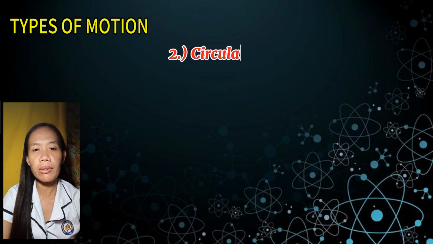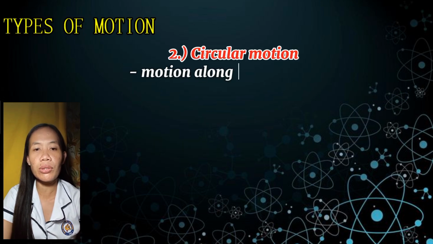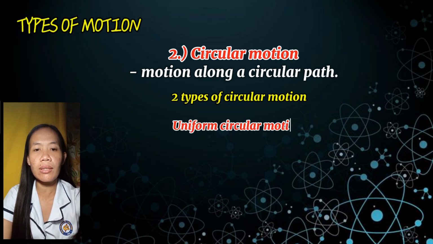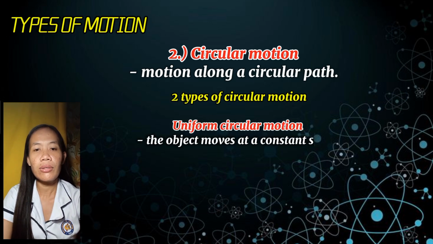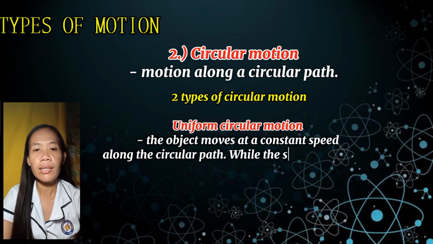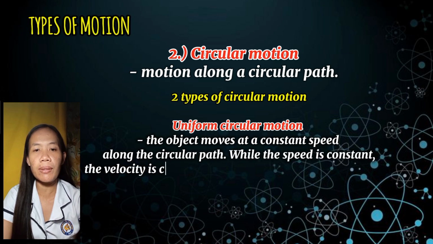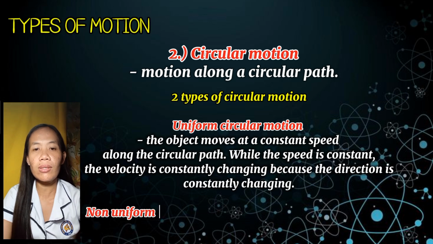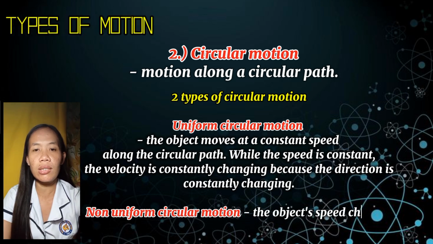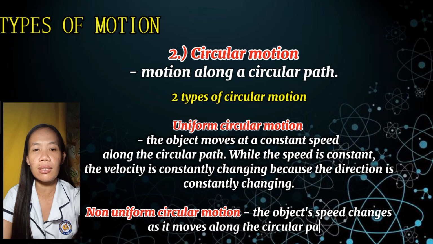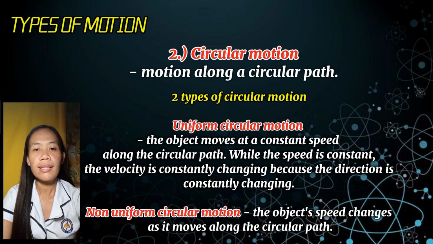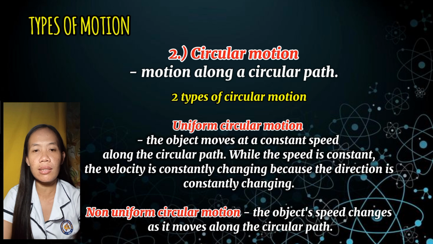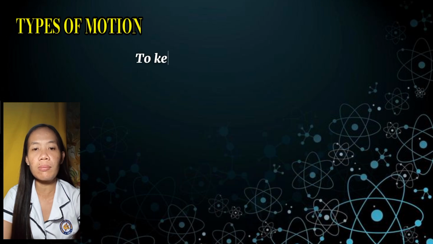Number 2, circular motion. This is motion along a circular path. There are two types of circular motion. The first is uniform circular motion, where the object moves at a constant speed along the circular path. While the speed is constant, the velocity is constantly changing because the direction is constantly changing. The second is non-uniform circular motion, where the object's speed changes as it moves along the circular path.